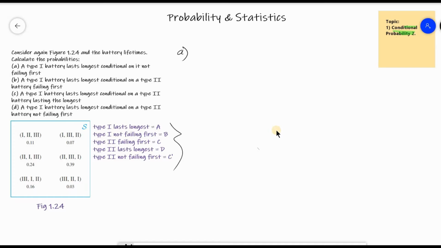Now let us start. In number A, we are asked to find out the probability that type 1 battery lasts longest, conditional on it not failing first. So we can write it as probability of A given B, because you can see that type 1 lasts longest and type 2 not failing first is denoted by A and B. So we can use the formula probability of A intersection B over probability of B. So we now just have to put in the values.